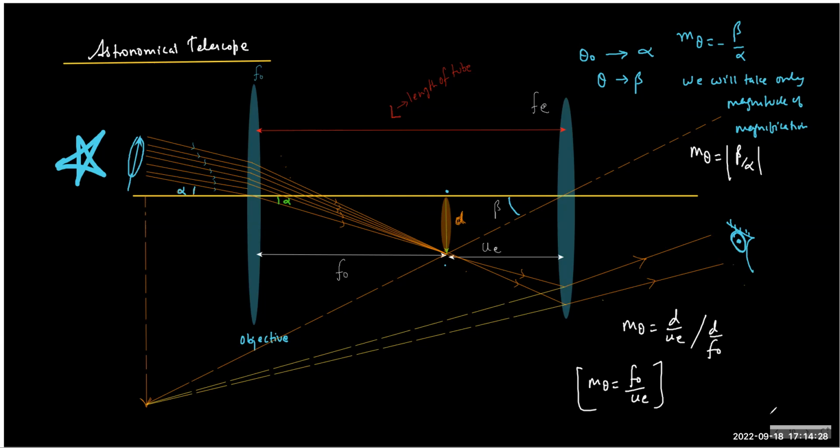But for a good viewing experience in a cricket stadium or football stadium, we need to shift the image position from down to up, or you can say to the same side. And for that, what we use is called a terrestrial telescope. So the next telescope is called terrestrial, which is your general binoculars.